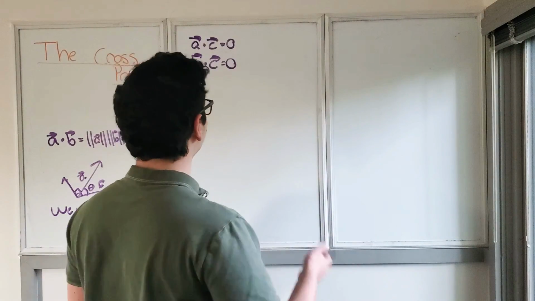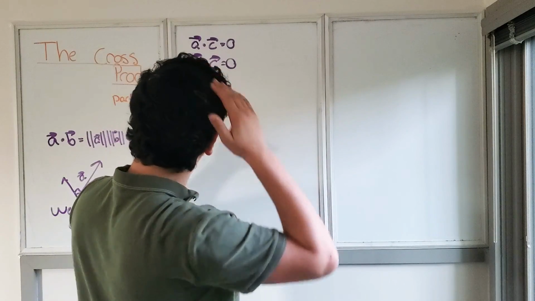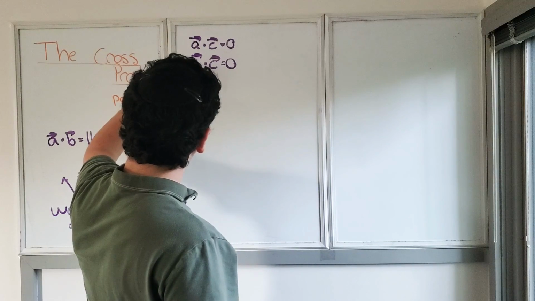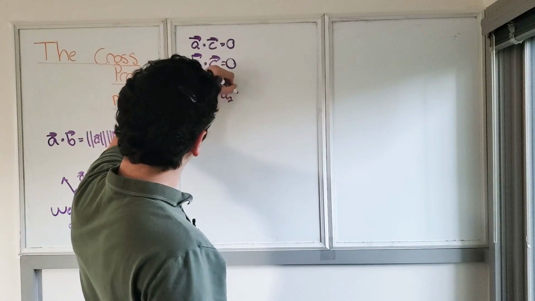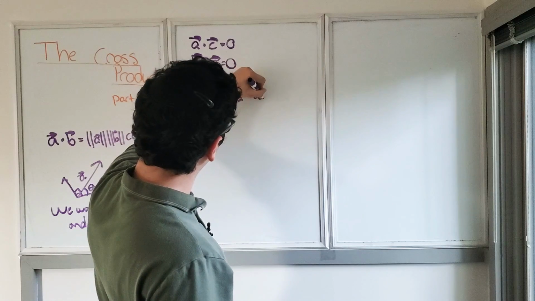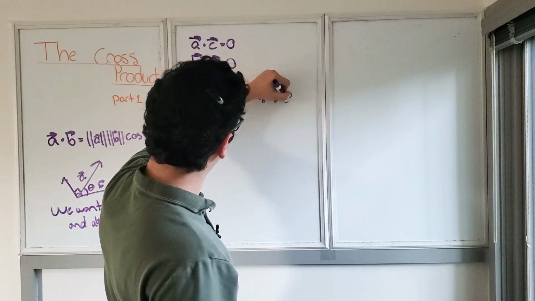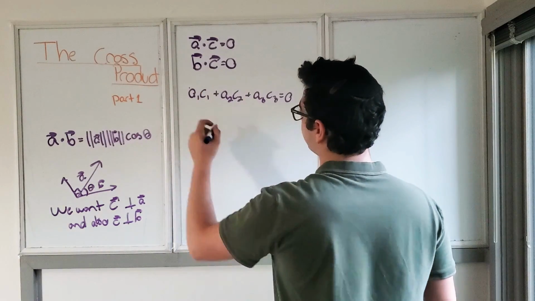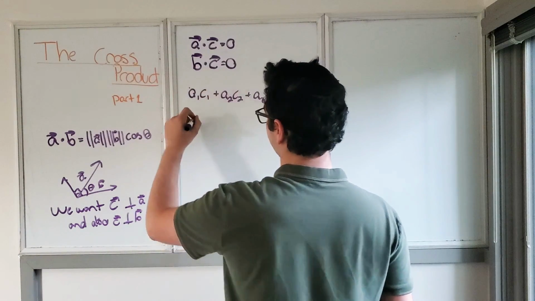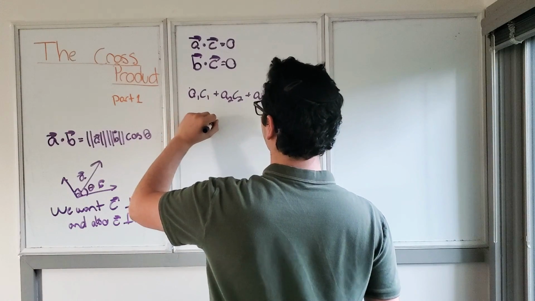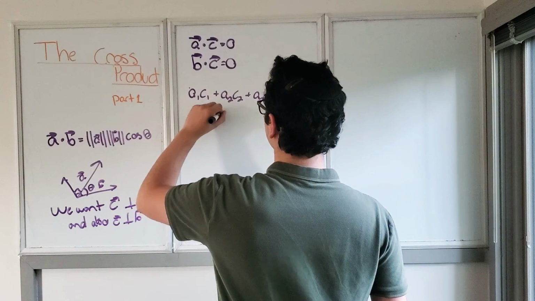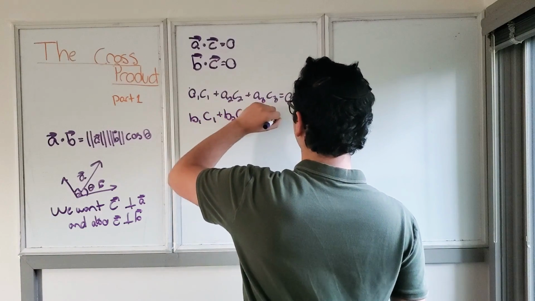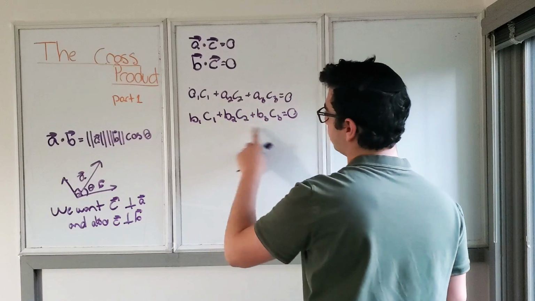We're going to be doing this example in a 3D plane. So we're going to have the components A1 C1 plus A2 C2 plus A3 C3 being equal to 0. And at the same time, that B dot product is also going to hold true. So we're going to have B1 C1 plus B2 C2 plus B3 C3 also being equal to 0.